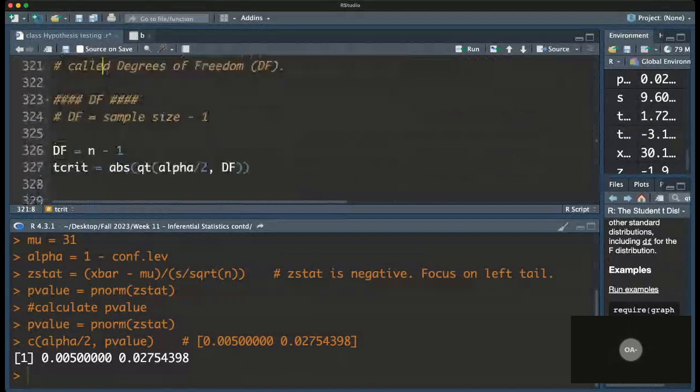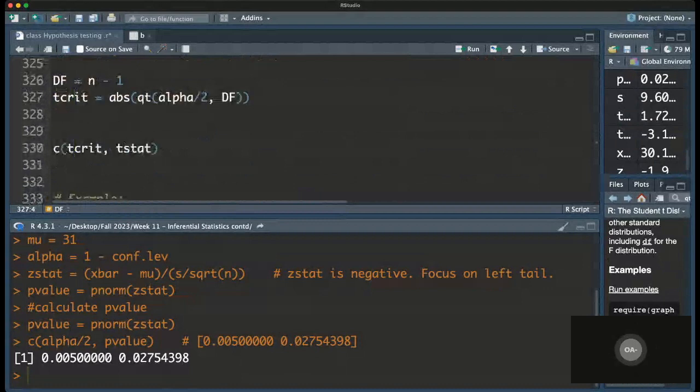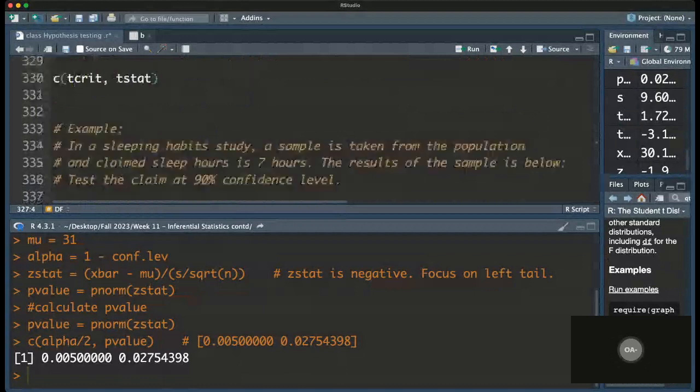So the t-crit is like this, the absolute value of qt of alpha over 2, and then you pass degree of freedom, df, as well. Then you compare both of them, and you come to a conclusion. If your t-stat falls between your negative and positive t-crits, then you fail to reject. If your t-stat falls outside of your negative or positive t-crits, then you reject the null hypothesis.